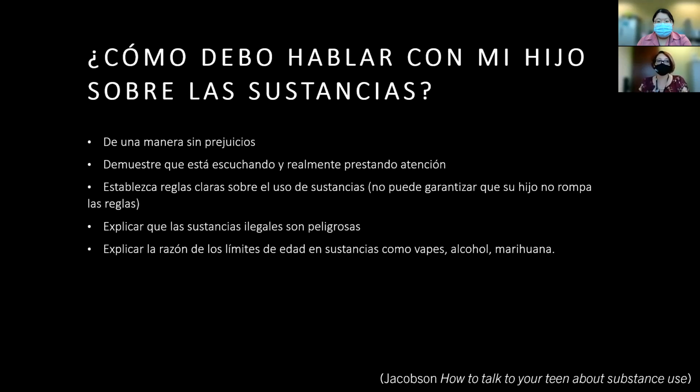It's important that we talk to our children about substances, and here are some examples how to. We need to talk to them in a non-judgmental way because we want them to feel safe. We have to show we are paying attention to them. We need to set clear rules about substances, such as an age limit. We need to explain how illegal substances, whether age-wise or federally illegal, are dangerous for their young brain and body. We need to explain the reason for an age limit on substance use, such as vapes, alcohol, and marijuana.